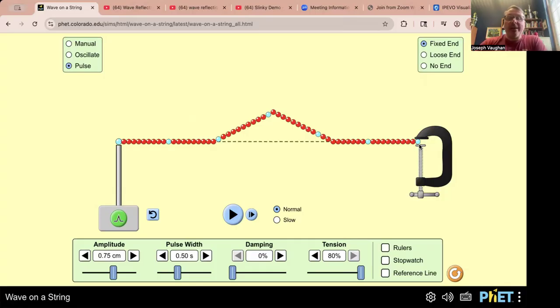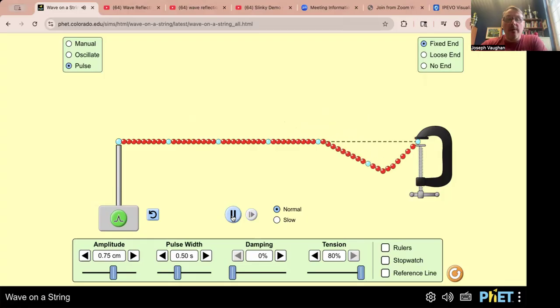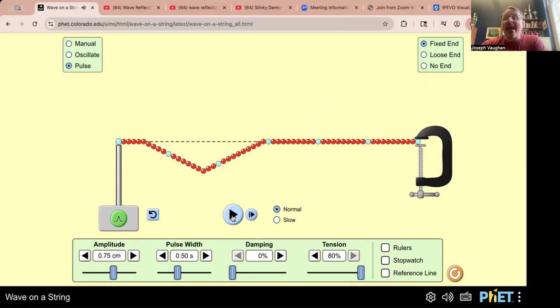Okay, so the energy is propagating here to the right, and notice here, now the energy is propagating to the left. That's reflection. It is the change in the direction of the energy transfer when a wave encounters a boundary and the wave returns back into the original medium. It is very wordy, but that's what it is.